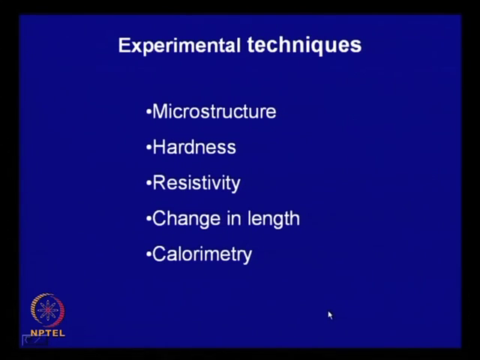Now, the question comes, what are the experimental techniques one can adopt to know about the transformation kinetics or kinetics of Pearlitic transformation. One I mentioned is the microstructure examination. You do some interrupted quenching from that isothermal temperature and look at the microstructure. On the same sample you can follow the transformation by measuring hardness, and hardness is a function of microstructure. So, when you have Martensite you will have maximum hardness, and when you have Pearlite you will have minimum hardness.